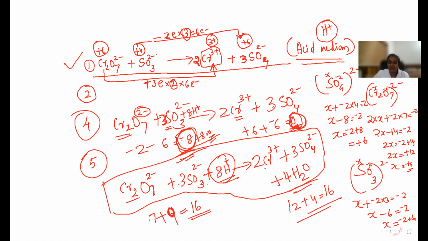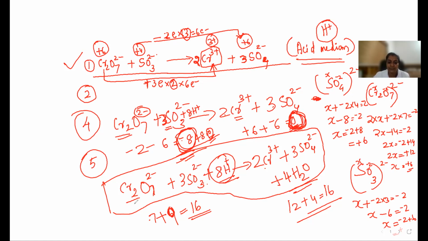And then, since it is an acidic medium, we add H plus ion to balance the charge. Okay, here it is 0, so the same charge we have to get here. If here it is minus 2, here also we have to get the same charge. So we are balancing the charge here, equating it to 0, because here also it is 0.